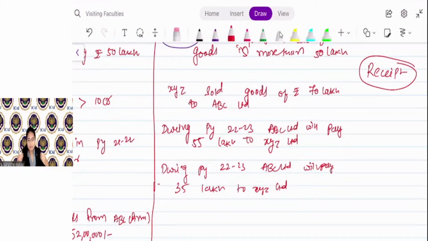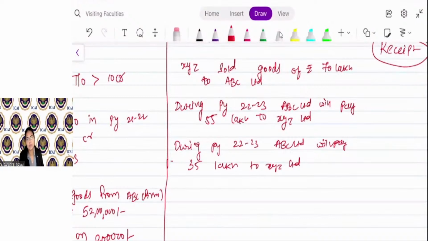Otherwise, irrespective of the amount of receipt, you are not required to collect TCS if in last year your turnover is less than 10 crore. Here the TCS is not required to be collected. Why? Because the receipt is less than 50 lakh.